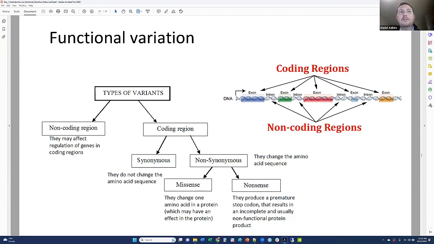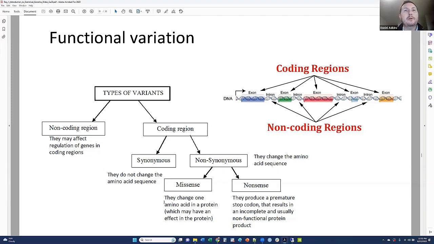I mean, they can in some cases, but they don't change the amino acid sequence, so they don't have dramatic effects on the proteins. Non-synonymous variants, these are the ones that are often very interesting. They cause a change in the amino acid sequence, and that change can be a missense change in which one amino acid turns into another one. So, obviously that can have a big effect on the protein. It can create a different protein product. In fact, it does.